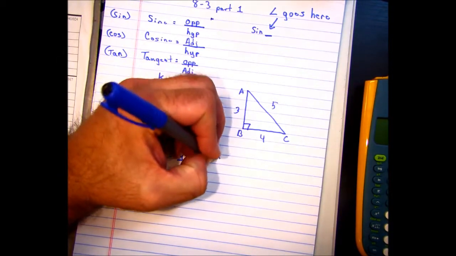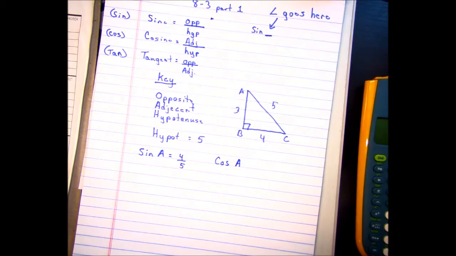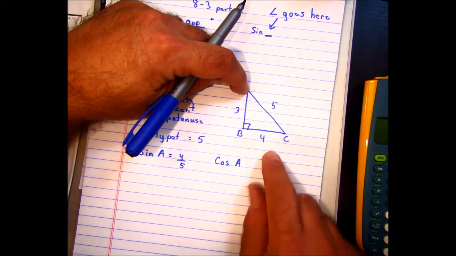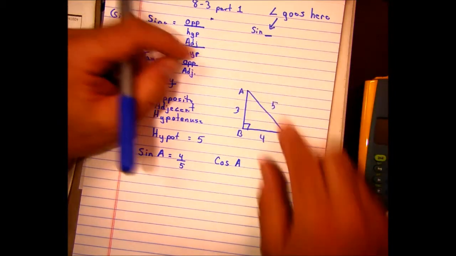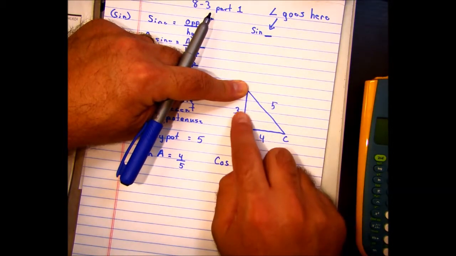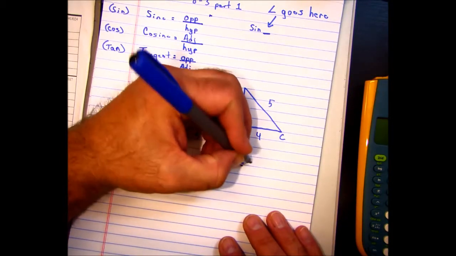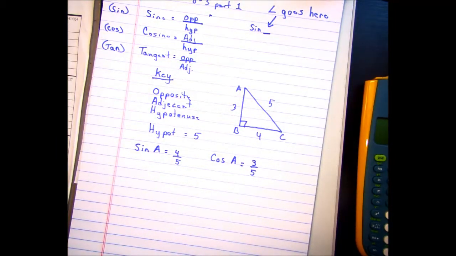What is the cosine of A? Again, I go to A. This time I don't need opposite. Cosine is adjacent over hypotenuse. So I go to A, and adjacent to my finger is 3. Hypotenuse is 5. The cosine of A is 3 over 5. Remember, these are ratios. They're supposed to stay as fractions.